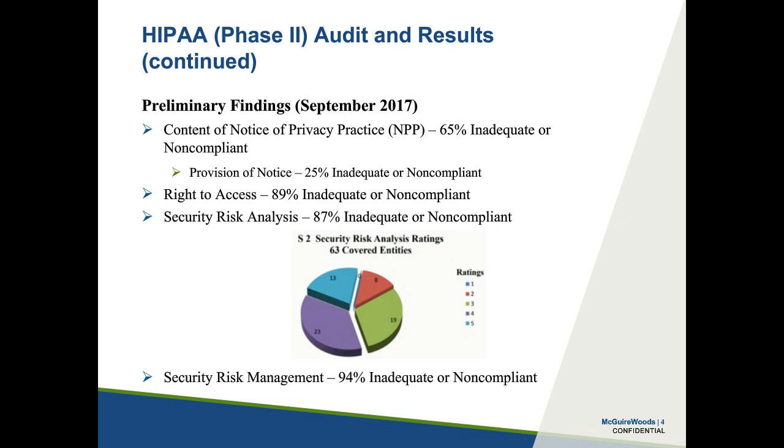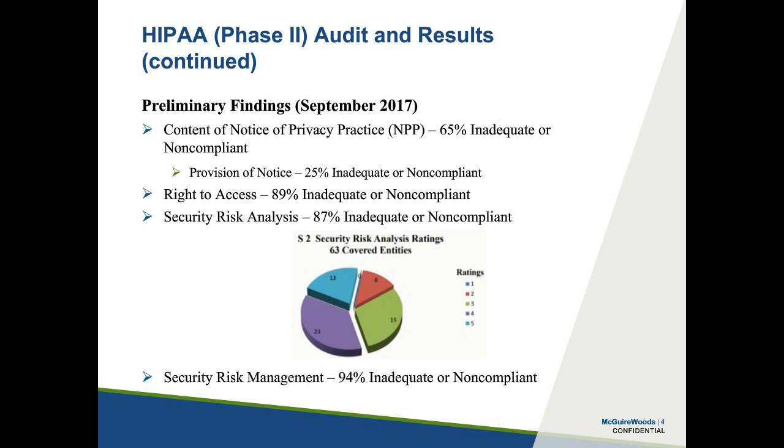The provision of notice, meaning actually providing the NPP to the individual as required and posting it on the website if the entity has one, was a little bit better. Only 25% were inadequate or non-compliant. So that's good news. We're seeing that 75% seem to be getting the notice. Unfortunately, 65% of those notices are still inadequate or not fully in compliance.